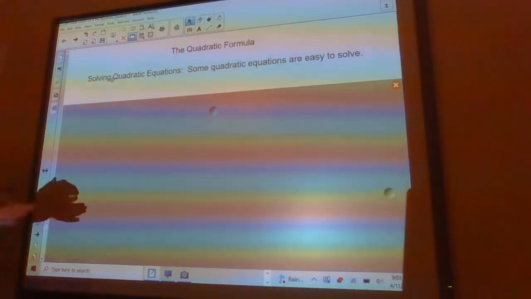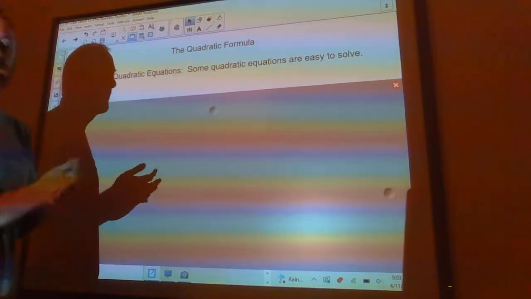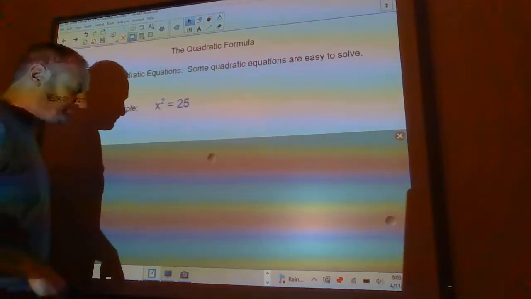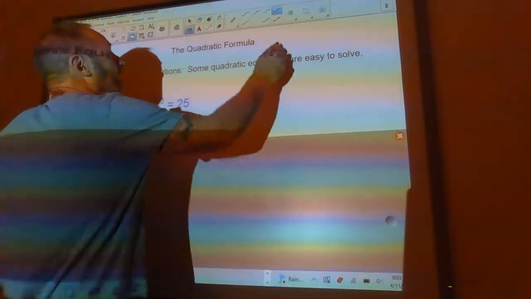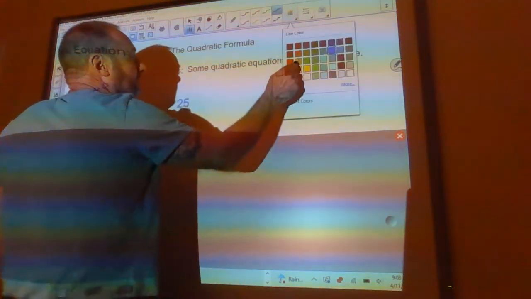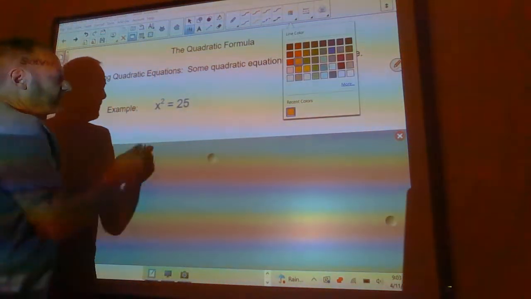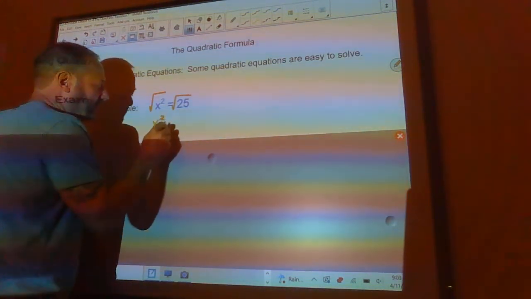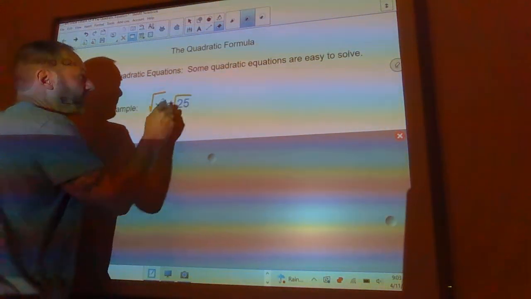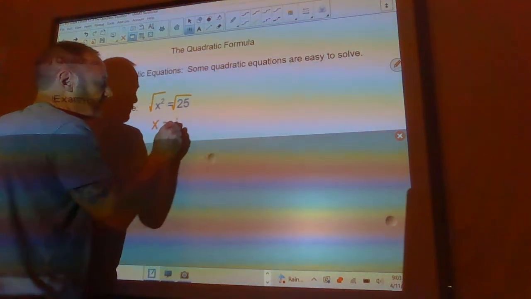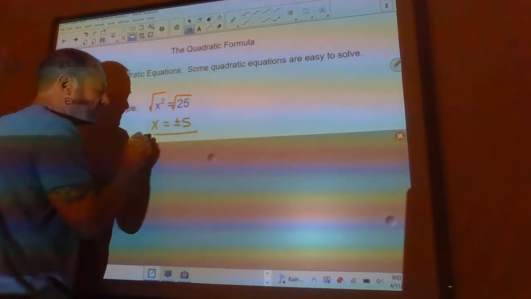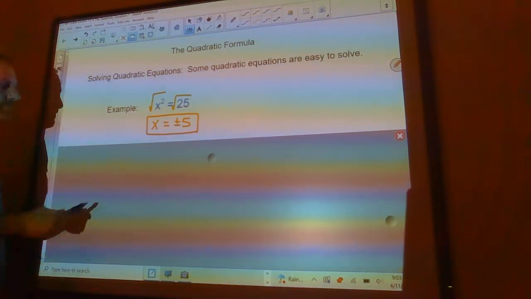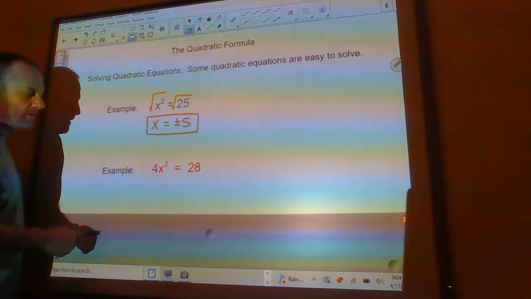Okay, so we're going to start out with some quadratic equations that are really easy to solve, like this one right here. With this one, it's really simple. You square root both sides of this thing, and x is equal to plus or minus 5, and you are done with that one. Super easy when they're of that form.